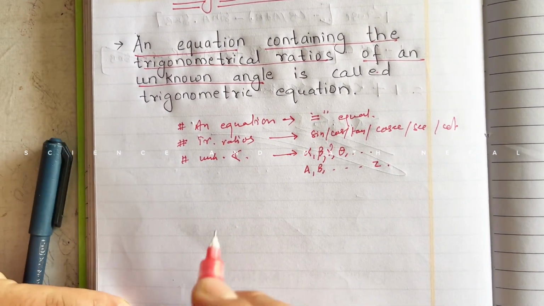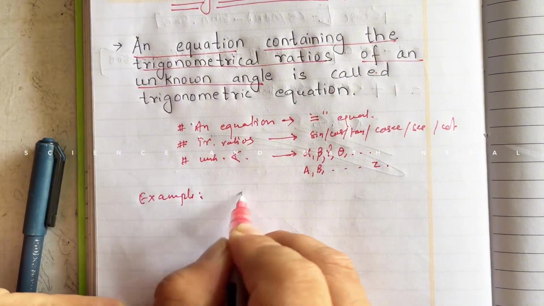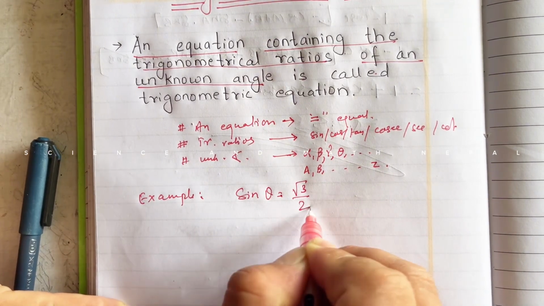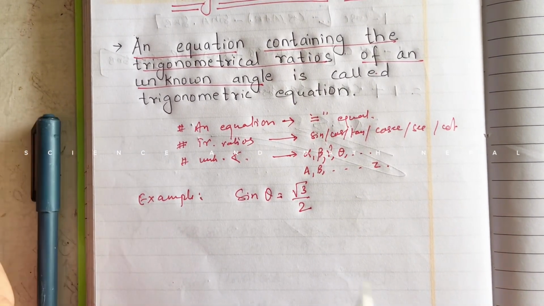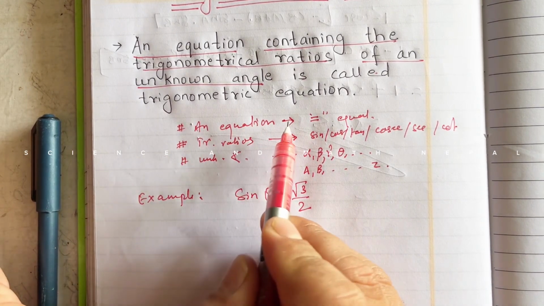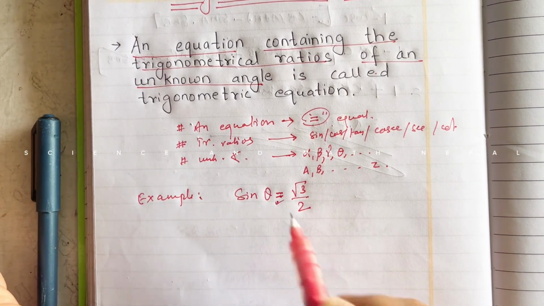One example of a trigonometric equation is sine theta equals root 3 by 2. Now let's check whether it is a trigonometric equation or not. First, it must be an equation. It means there must be an equal sign. See, here is an equal sign.